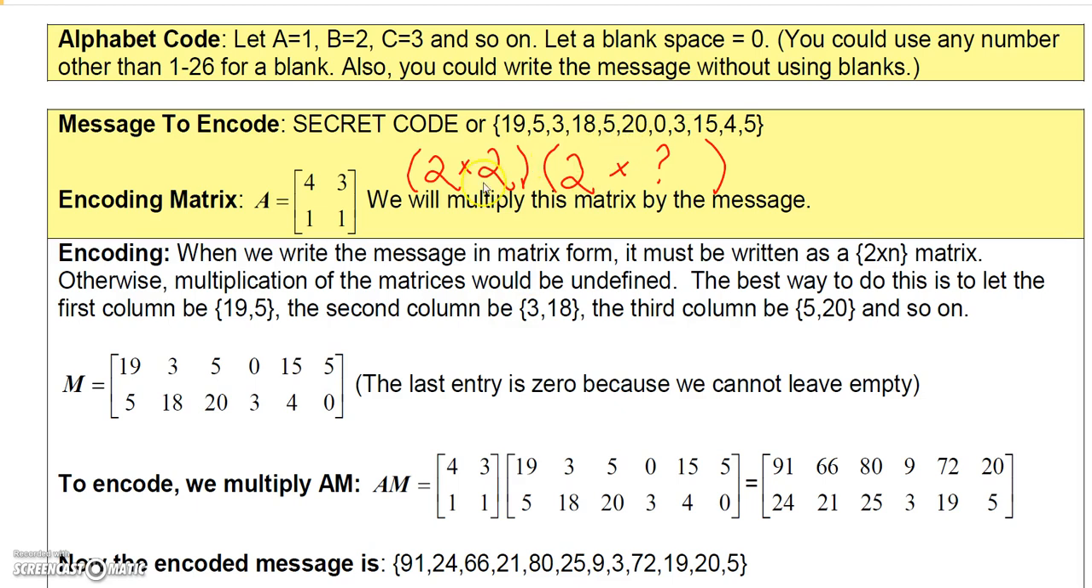Then make the next 2 numbers, 5 and 20, the next column. Then 0, 3, the next column. Then 15, 4 be the next column. And the 5 is going to be in the last column.